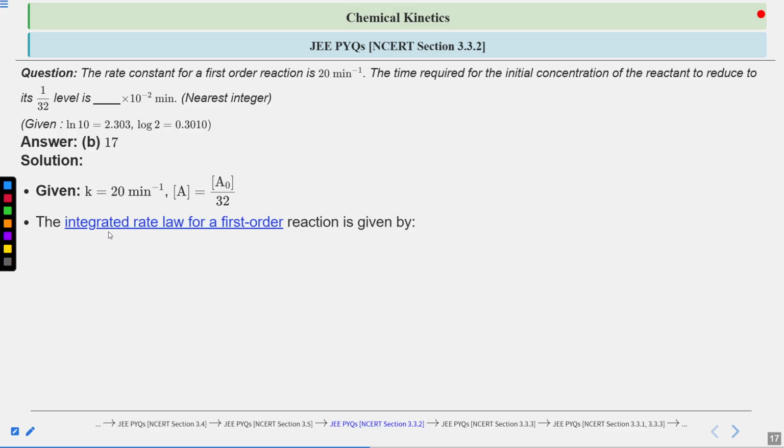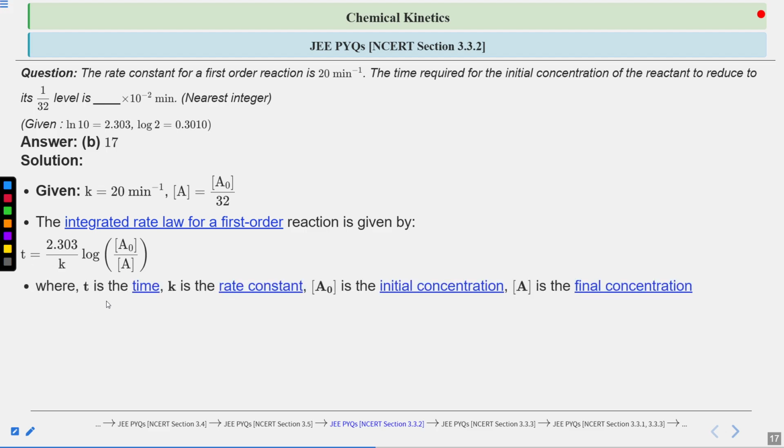So we apply here the integrated rate law for a first order reaction, which is given by t equals 2.303 by k log of initial concentration divided by final concentration. t here represents the time for this change of initial concentration to final concentration, k represents the rate constant, A naught is the initial concentration and A is the final concentration.